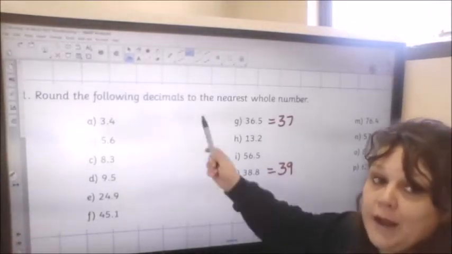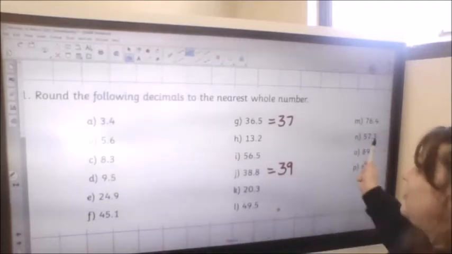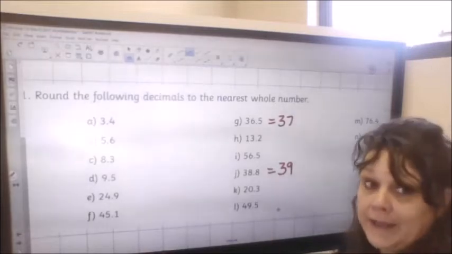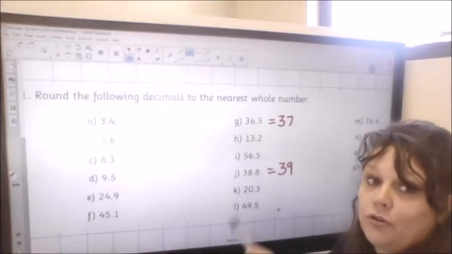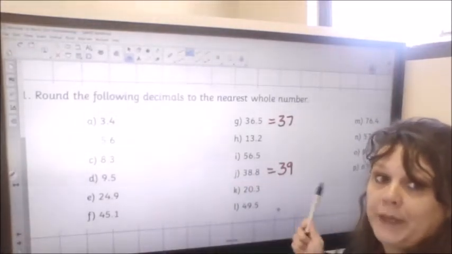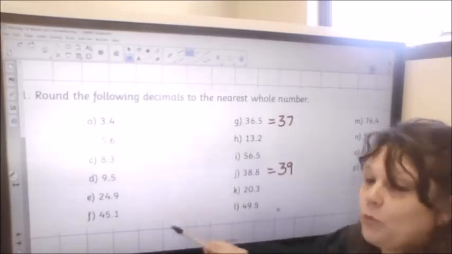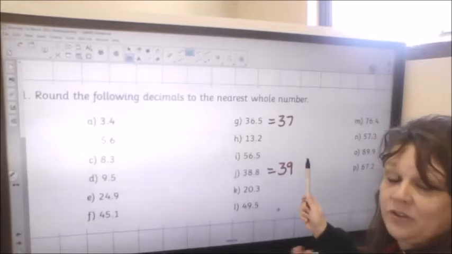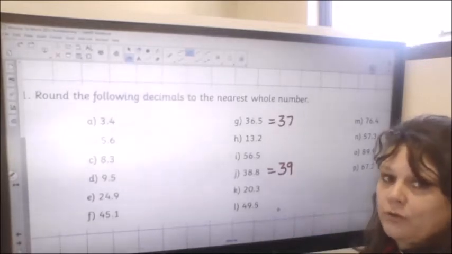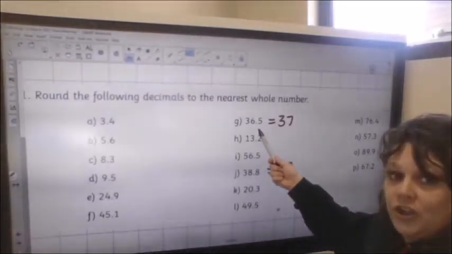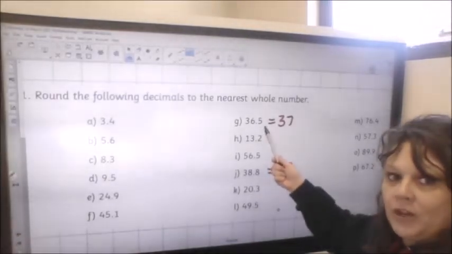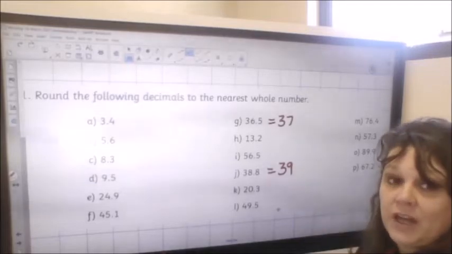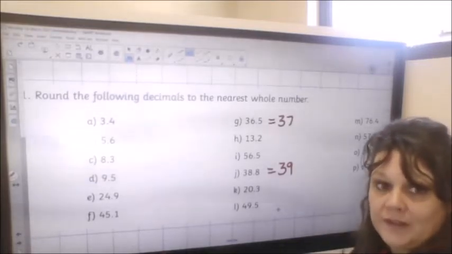So in your purple book, you are now going to have a little go at rounding the rest of the numbers to the nearest whole number. Remember, when we round to the nearest whole number, we don't need the decimal point anymore. We can just remove it. So this was 36.5, but 5 tenths, I've rounded up, so it just becomes 37. I don't need a decimal point.